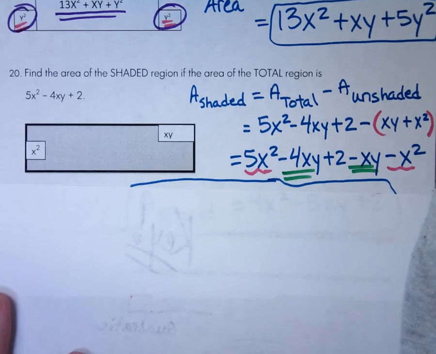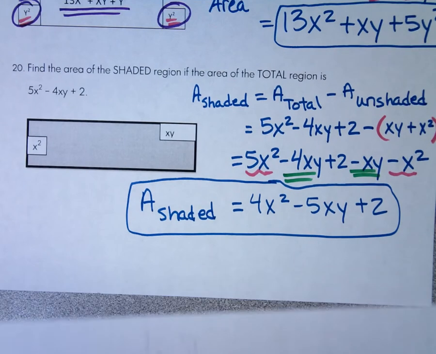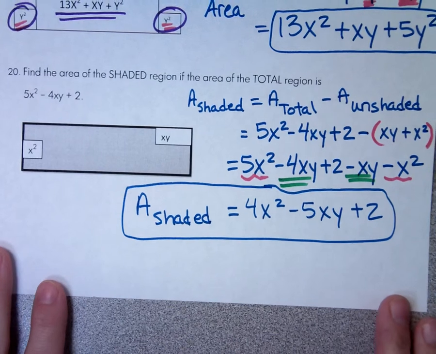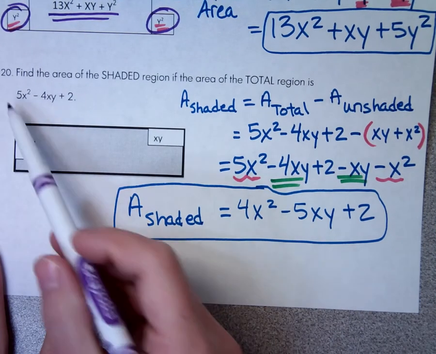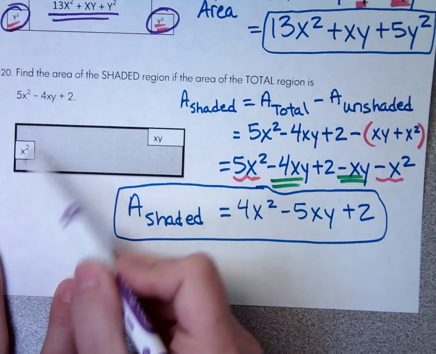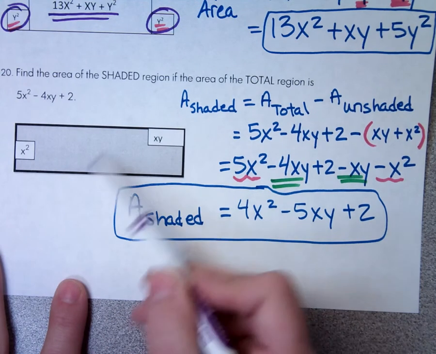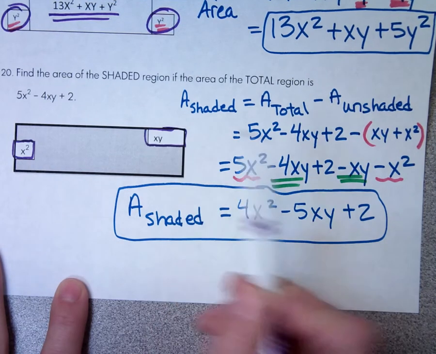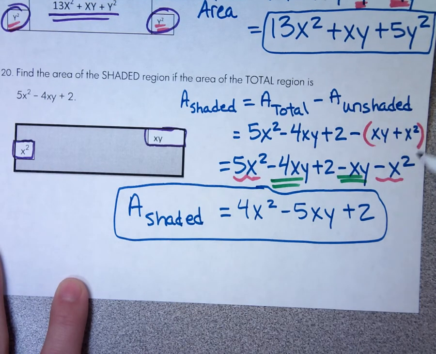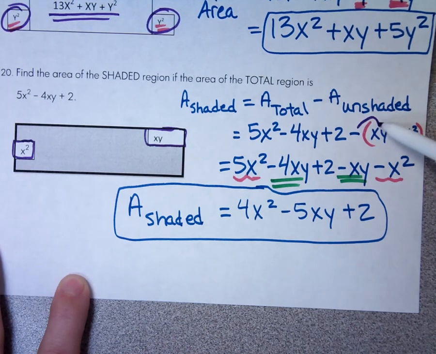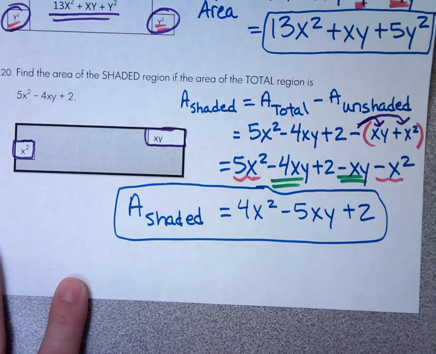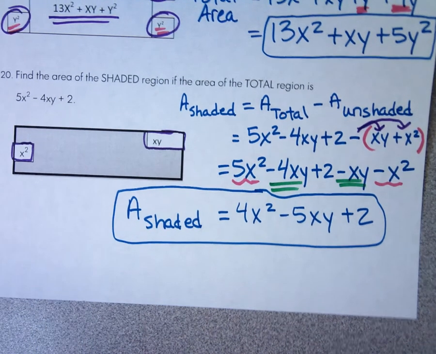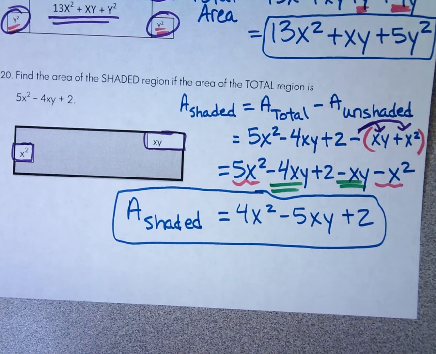Okay, 20. This was like that one up above. He wanted to know the area of the shaded. If the area of the total is this, so in order to find the area of the shaded, I found the area of the whole thing, which is what they gave me, and then I subtract away these two areas added together. And remember, because I'm trying to subtract more than one thing, I have to put parentheses around everything I'm trying to subtract here, and then I'll end up distributing that negative. And once I do that, I combine like terms, and I'll get my final answer.